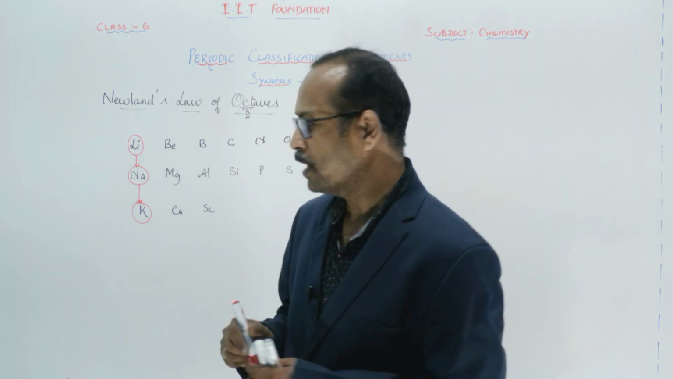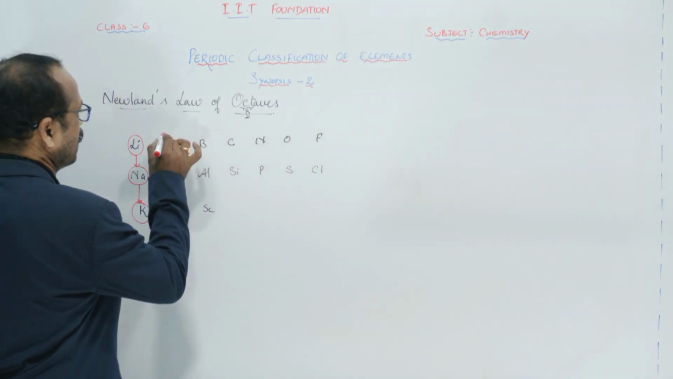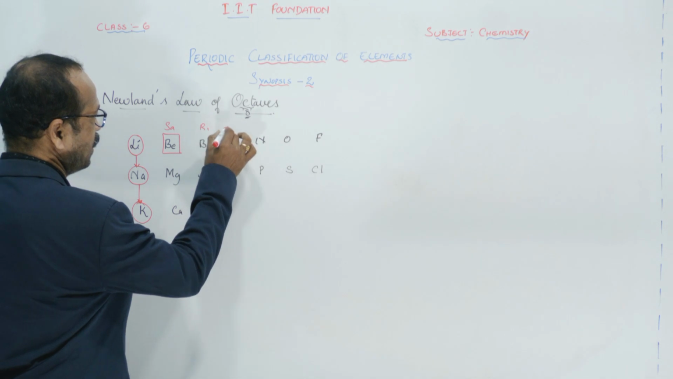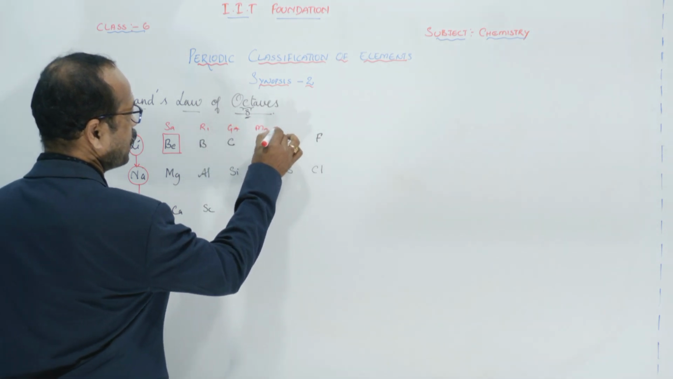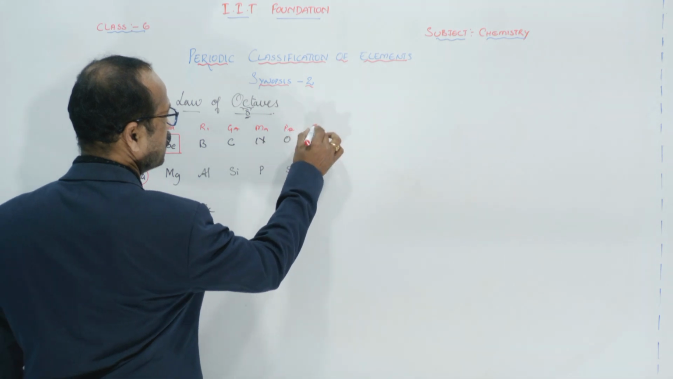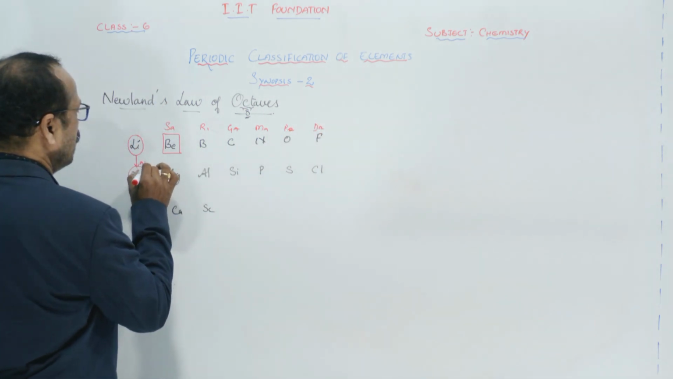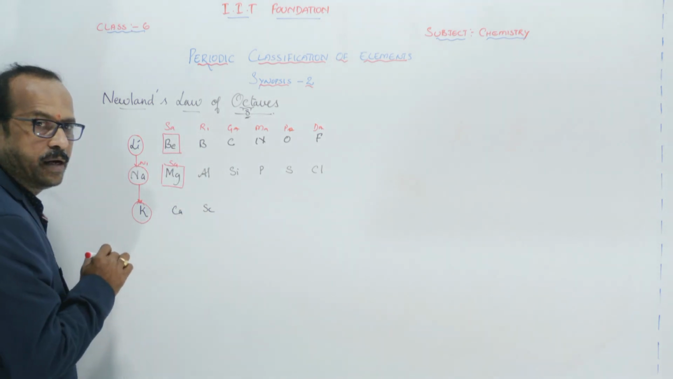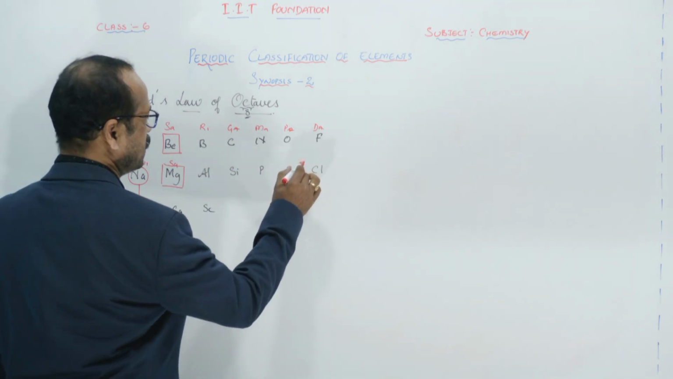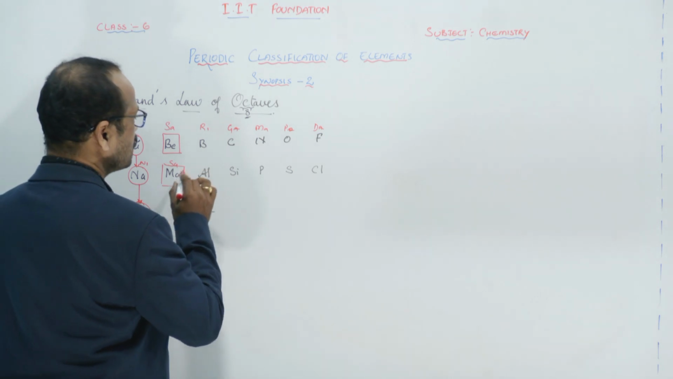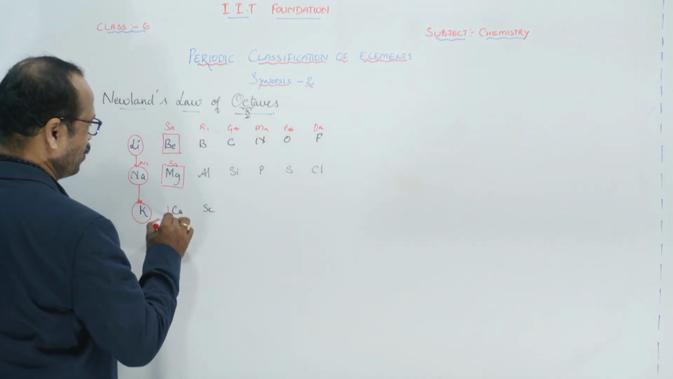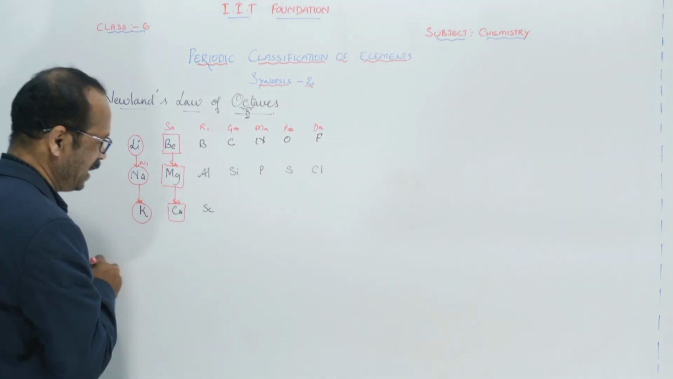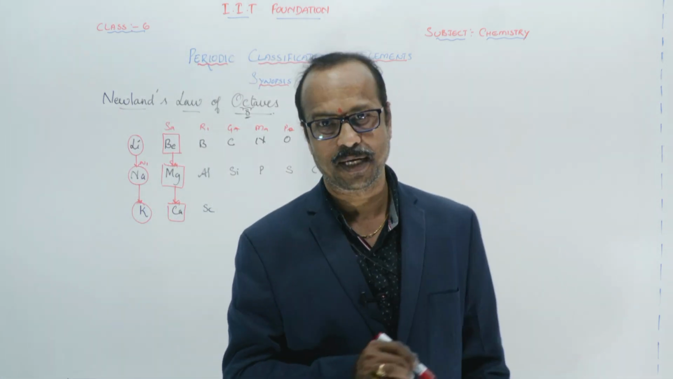Sa is repeating. For example, if you are starting from here, then it becomes sa, re, ga, ma, pa, da, ni, sa. So see here again sa has come at magnesium. Clear? Now similarly again sa, re, ga, ma, pa, da, ni, sa. Again it is coming sa. So beryllium, magnesium and calcium possess similar properties. Is this clear to you?